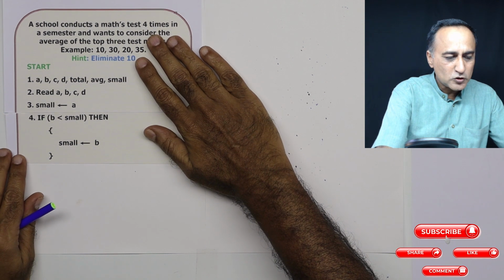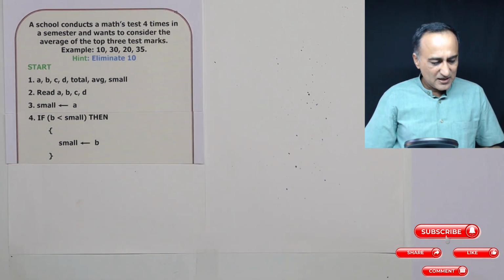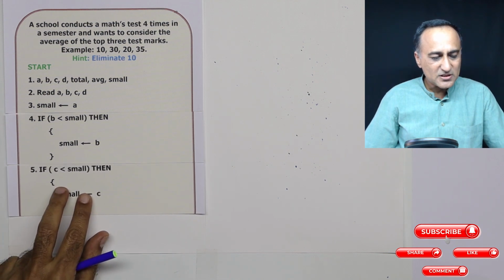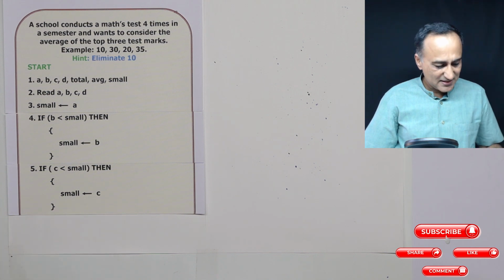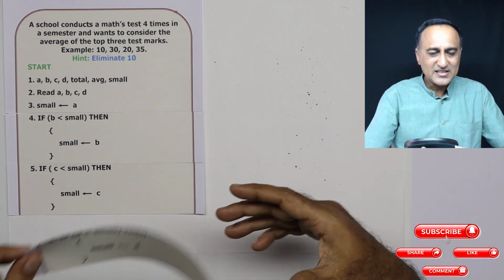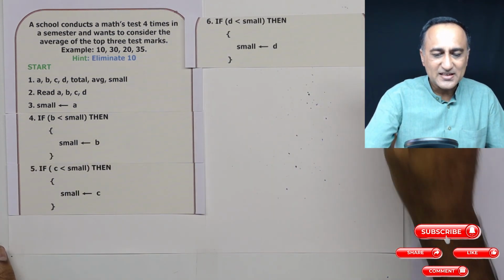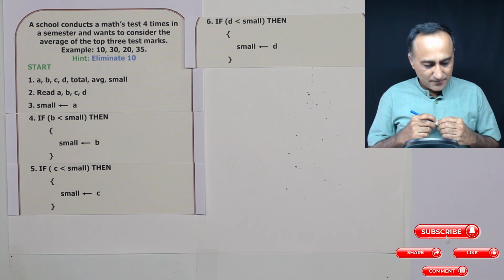Then it is also possible that the next number c may be lesser than small. If c is less than small, I am saying the new value of small is c. And lastly, if d is less than small, then I am saying my small is the value of d.